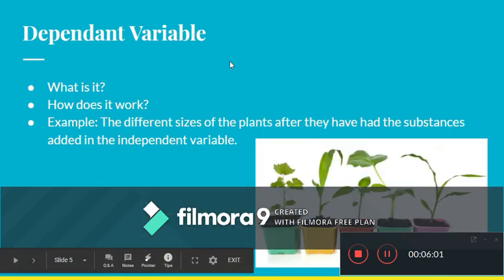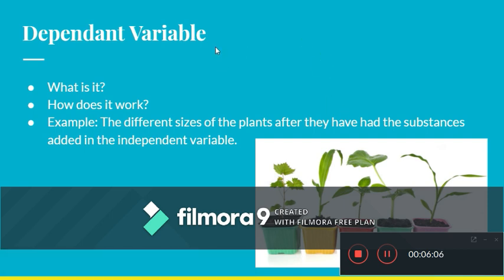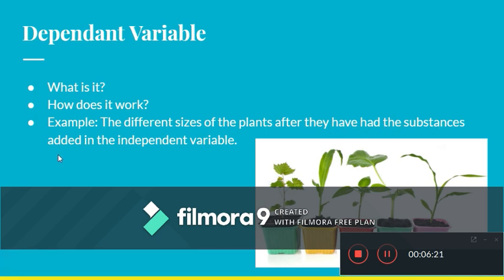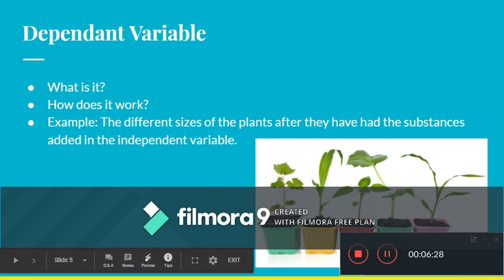Now let's go to the other variable in the experiment, and one of the most important, the dependent variable. This is the changes that occur after the independent variable has taken its course. If we look at this example right here and read it, it says the different sizes of plants after they have had the substances added in the independent variable step. Let's take into account the other picture with this picture.